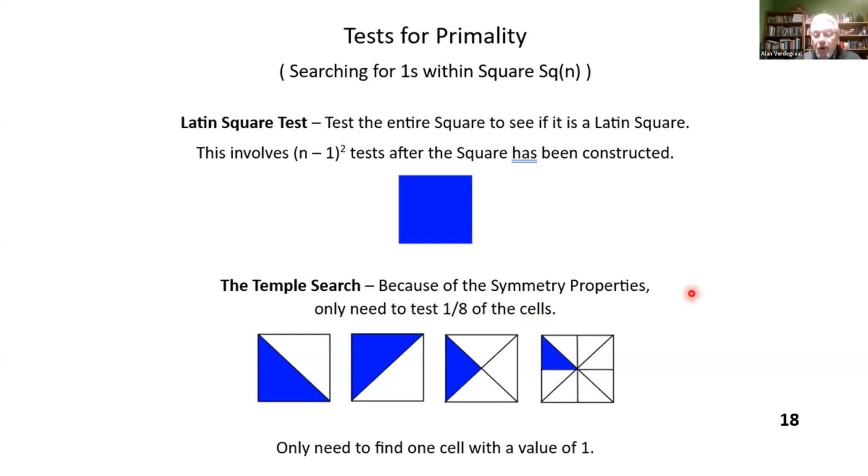And what are we searching for? We're searching for a value of 1. Because if we find a cell with a value of 1, we know we have a composite number. It's not a prime number because prime numbers will not have any ones within the array. Symmetry only allows us to check the small sector looking for a 1.